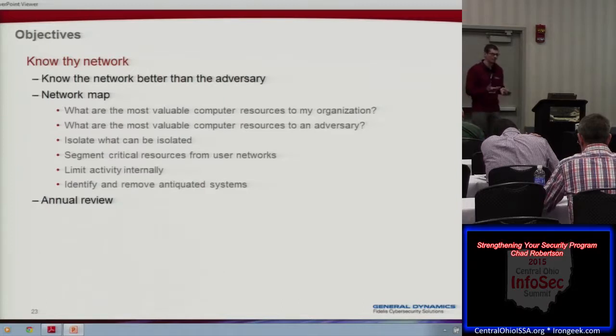Antiquated systems, if you have an NT box, isolate that. If it has to be there and it runs a system that can't be patched or updated and can't be installed on any other operating system. And then annual review is good, but if we can do it more often than that, that would be great. Sometimes it's hard to even do the annual, but review more often if possible.